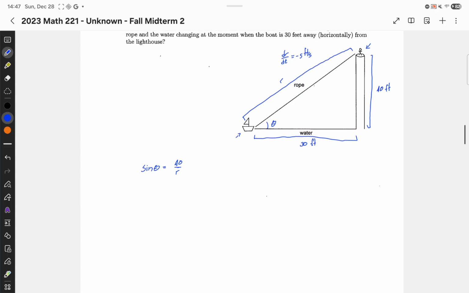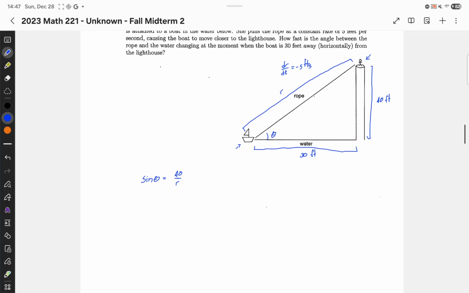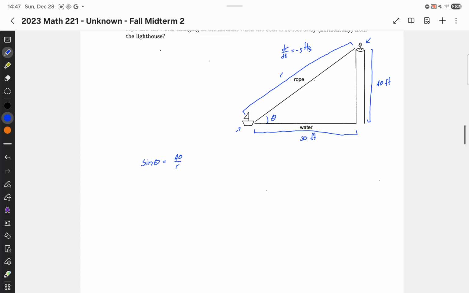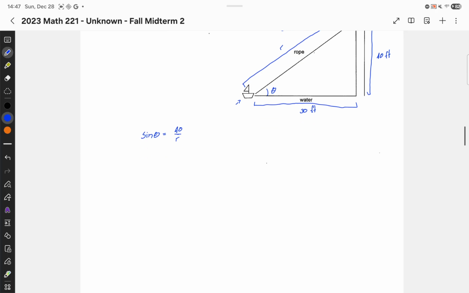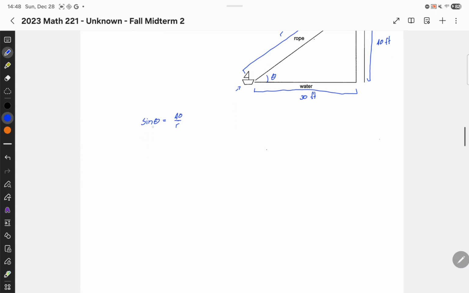So at this point, we're going to use implicit differentiation again. We're going to differentiate everything with respect to t. The derivative of sine theta with respect to t is just going to be cosine theta times d theta/dt, right, by the chain rule. And this is going to be equal to, let's factor out a 40, so we have a 40 out front here.